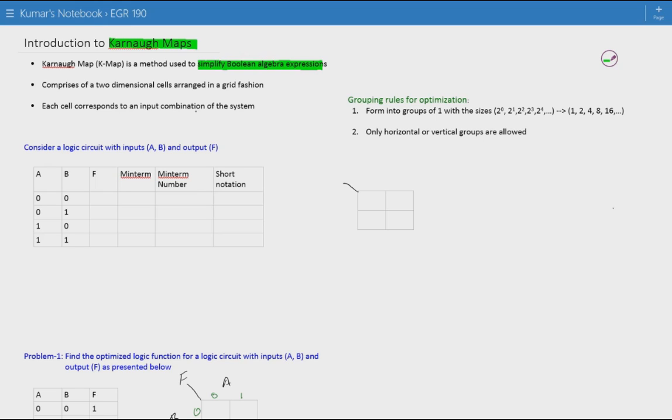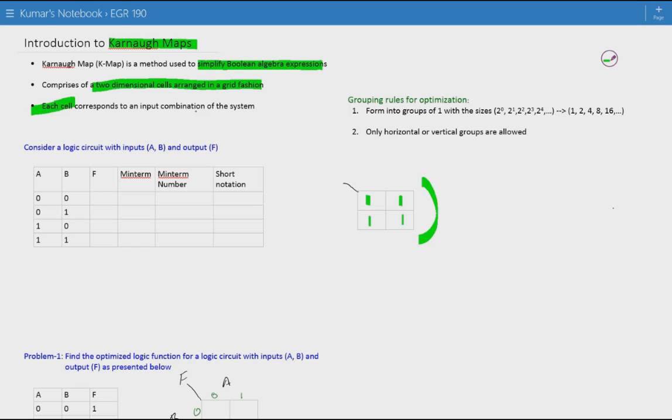As I said, a Karnaugh map is a graphical representation. It consists of two-dimensional cells arranged in a grid fashion like the one shown on the right hand side here. And each cell represents an input combination for a given function.